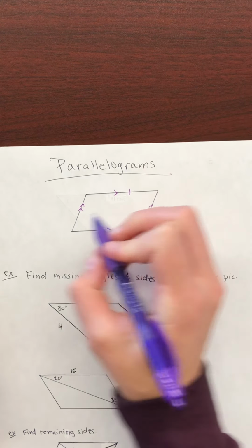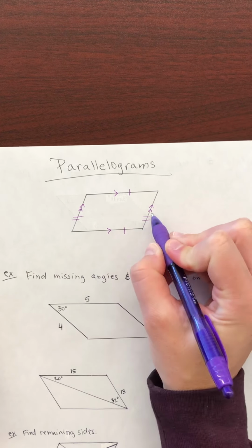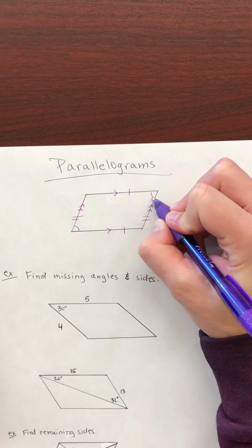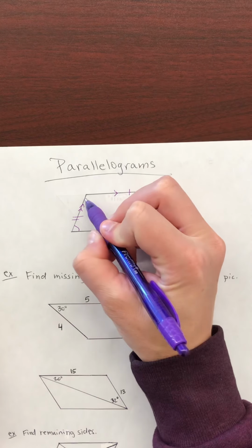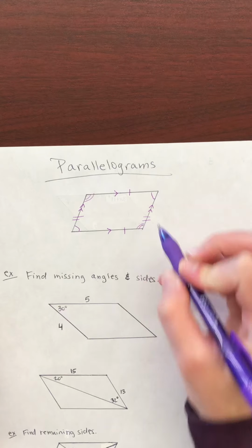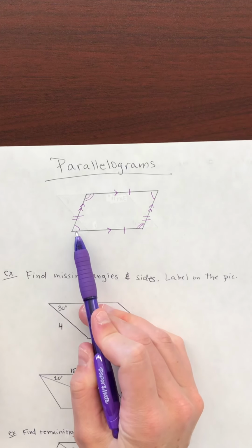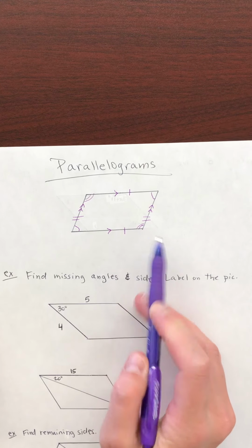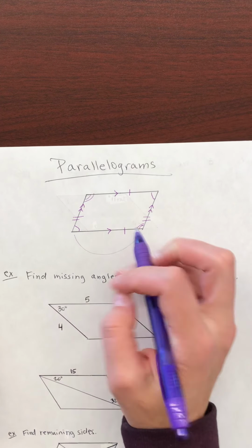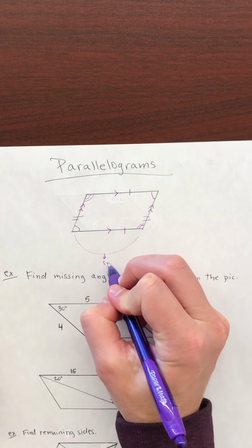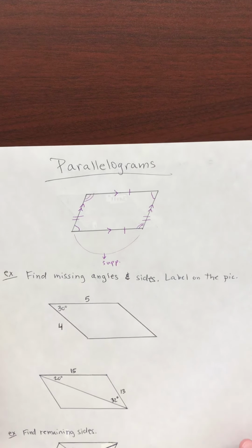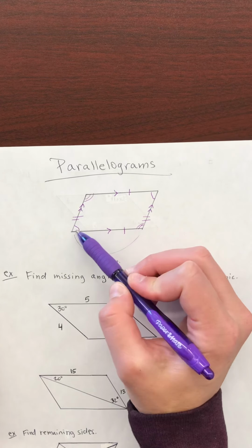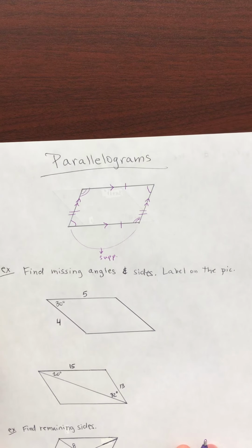So this side is congruent to that side. This side is congruent to this side. We also know opposite angles are also congruent. So this and this are congruent, and these two are congruent. We also know that, I think they call it consecutive angles or next two angles, are supplementary. Supplementary angles that are next to each other. Same thing here. Those two would be supplementary, those two are supplementary, those two are supplementary, or add to 180.